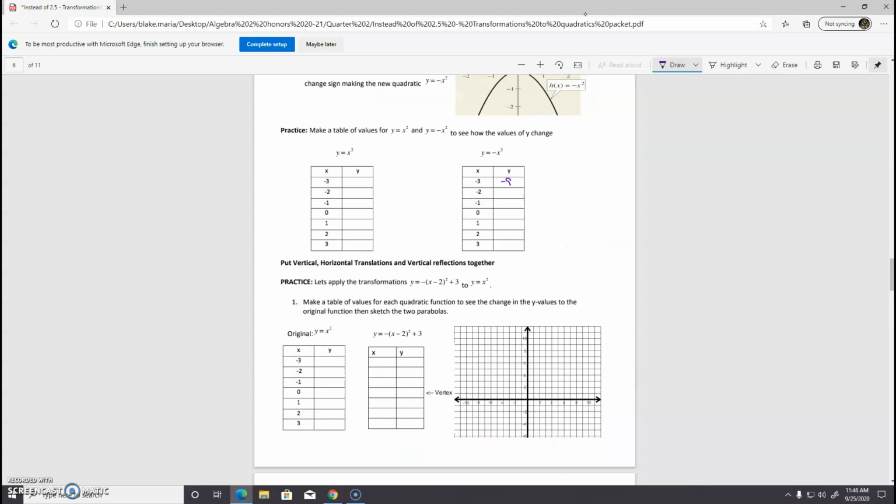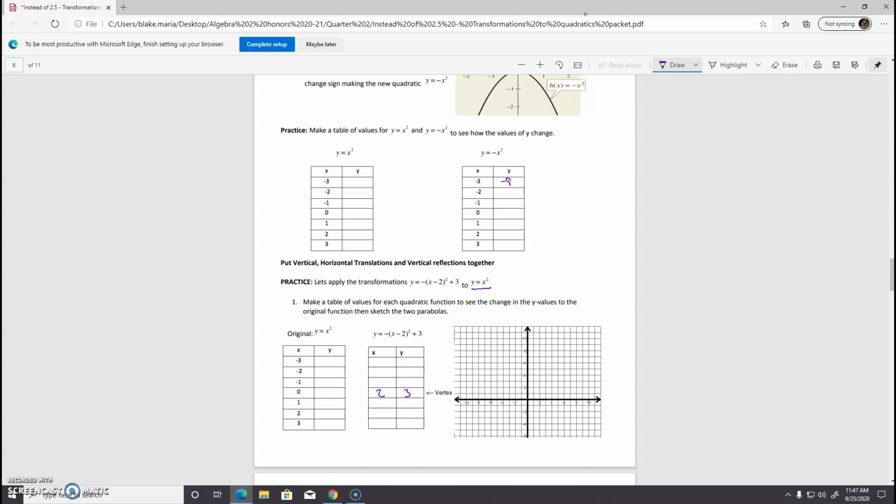And then they kind of did everything here. So notice here we're going to have a reflection. We're going to change our vertex. We're going to have a horizontal shift and a vertical shift. And again, they want you to graph your parent function, y = x squared. And then they want you to graph the new one. And again, pick smart coordinates. Let's see, our vertex is 2, 3.